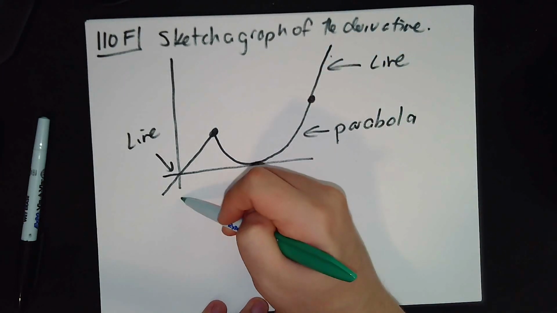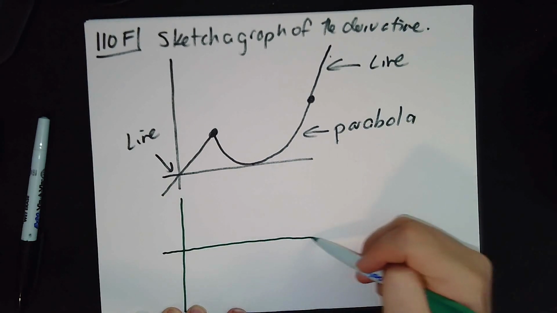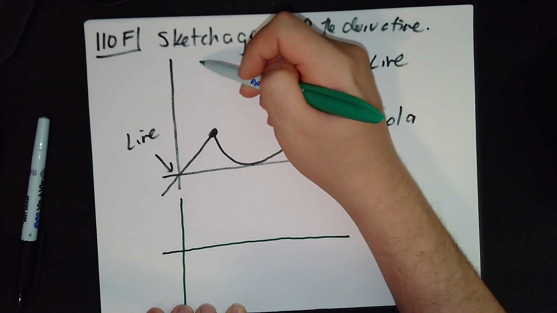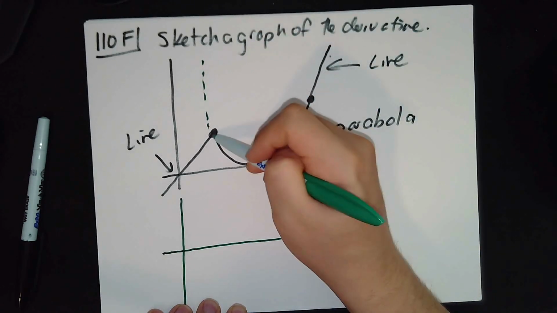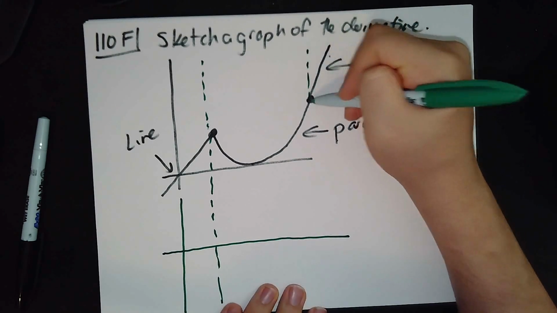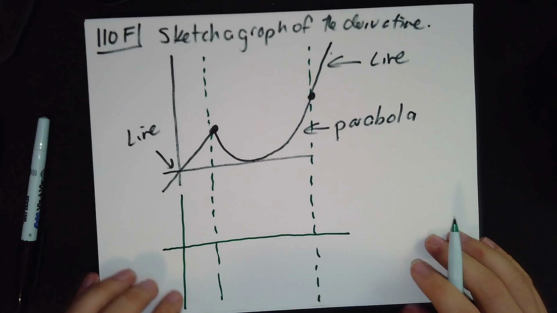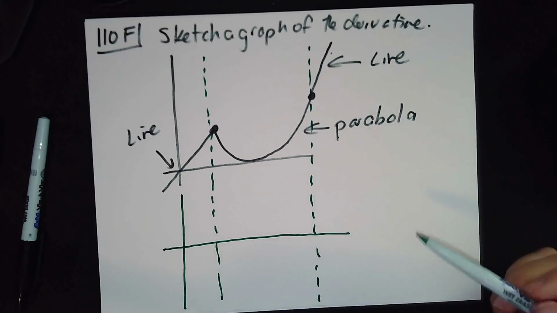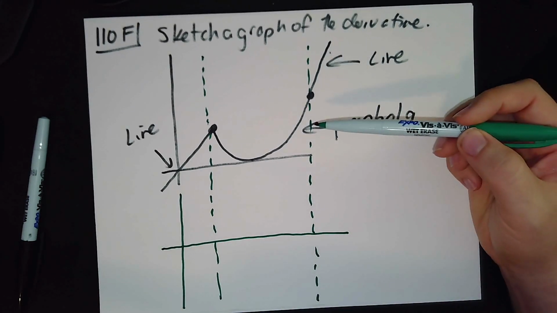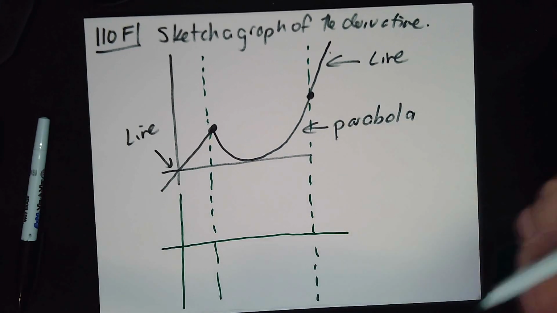Okay, so when we go to draw our graph of the derivative, here are the pieces. And remember, it makes the most sense to line up the derivative's graph vertically because the x values are the same.